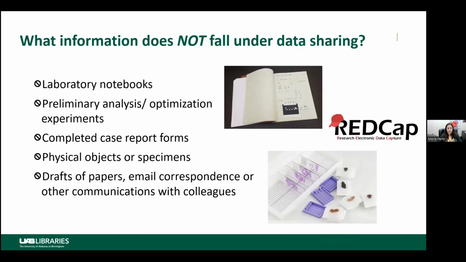Okay, so not everything falls under the data sharing plan. You're not going to be required to share your laboratory notebooks. Preliminary and optimization types of experiments do not fall under this category. You would not be required to share the raw case report forms, and this does not extend to any physical objects or specimens. And you're also not expected to share any kind of correspondence with colleagues or drafts of paper. None of that is part of the data share.